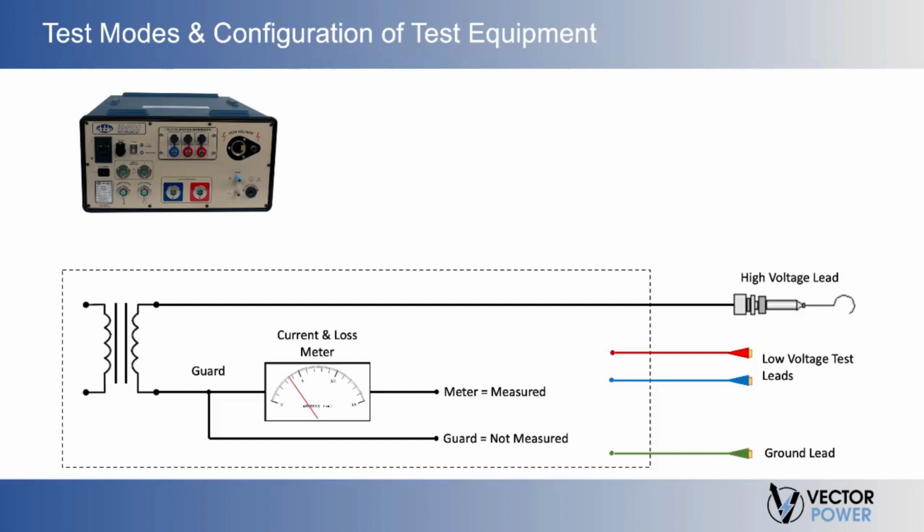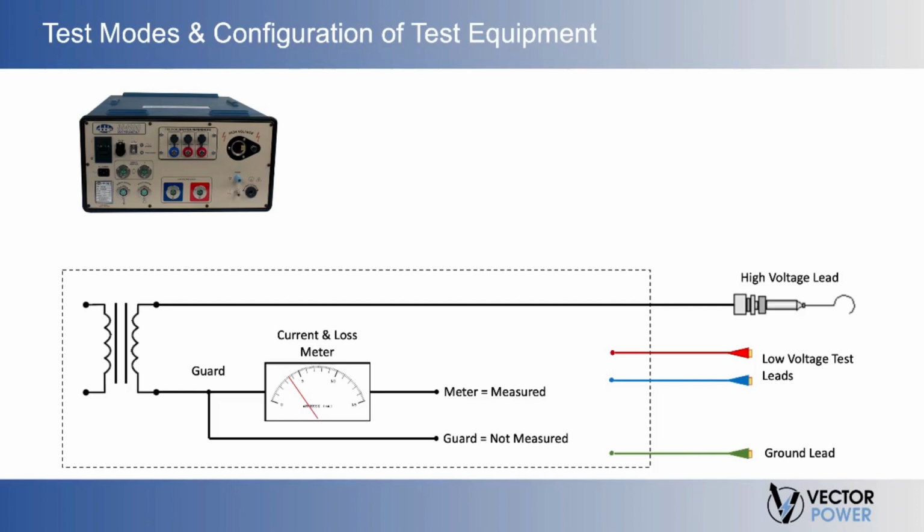Now, internal to the test set, the test leads are connected to either the meter or the guard. Test leads connected to the meter will be measured, and test leads that are connected to the guard will not be measured. By specifying a test mode, the user can choose to measure the red lead, the blue lead, the ground lead, or any combination, any two or all three.